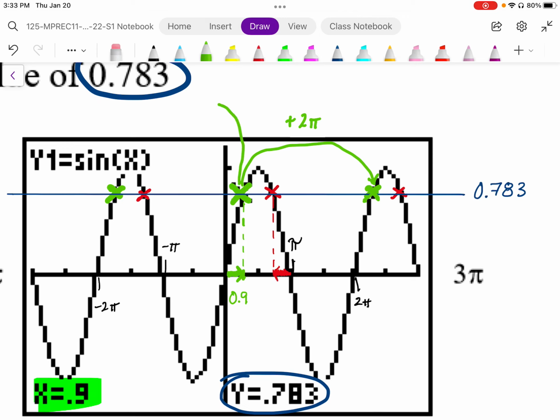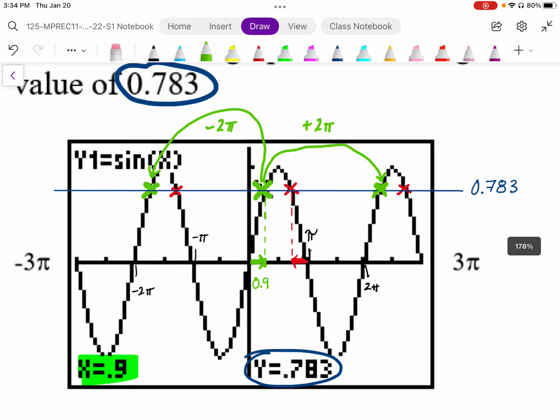We can also go backwards from here to here. And if we just trace that out, that's going to be, again, one full circuit or one full circle, and that also represents 2 pi. So going backwards, we can subtract 2 pi to get to that position. So again, those are coterminal angles. They're the same position in the standard position circle, but they're in different periods.